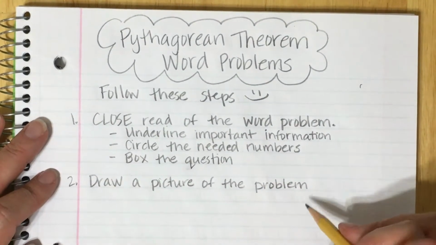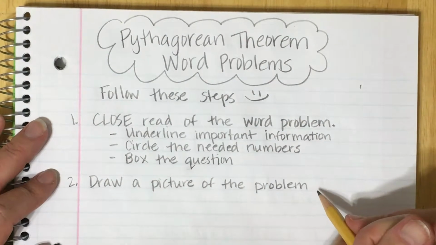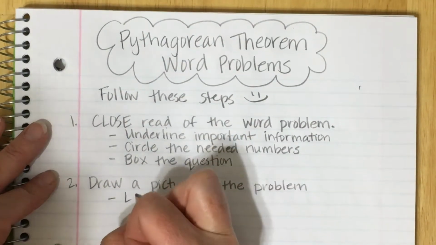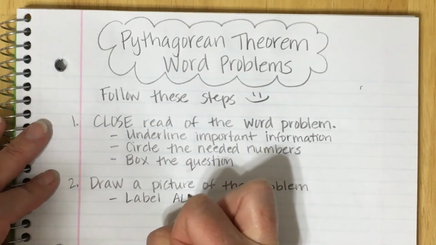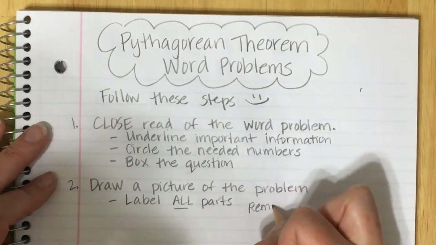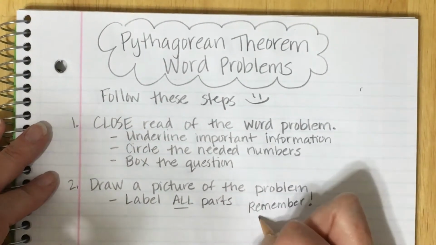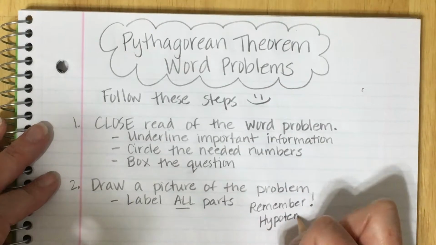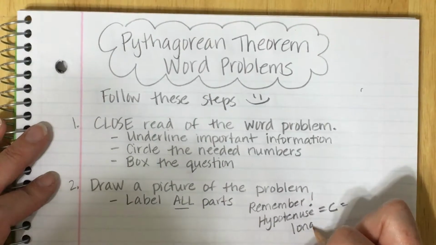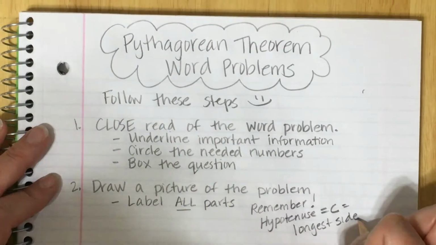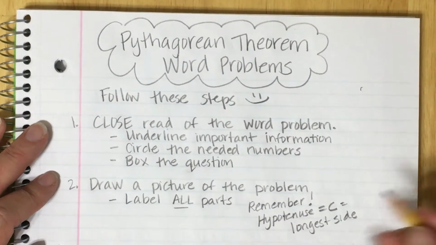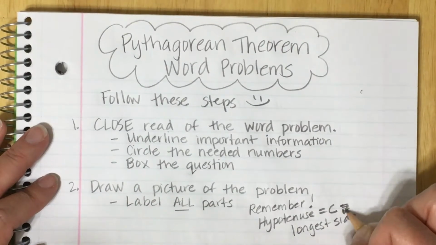In a Pythagorean theorem problem, we know that we're going to be working with right triangles. So always make sure that your picture has a right triangle. And once you have your right triangle, be sure to label all parts. So remember, your hypotenuse, which is C, is also your longest side. So as you're labeling, when you have values, your longest side is going to be your hypotenuse, your C.